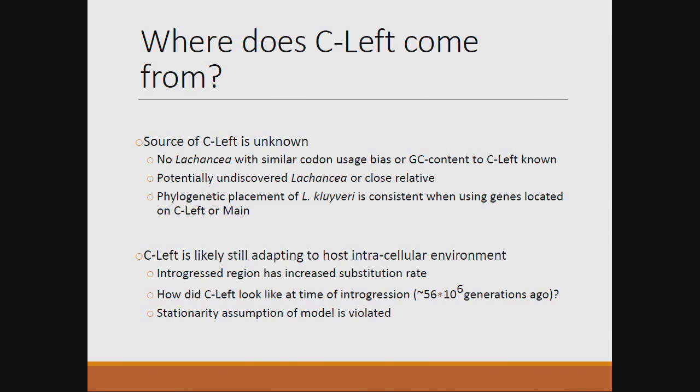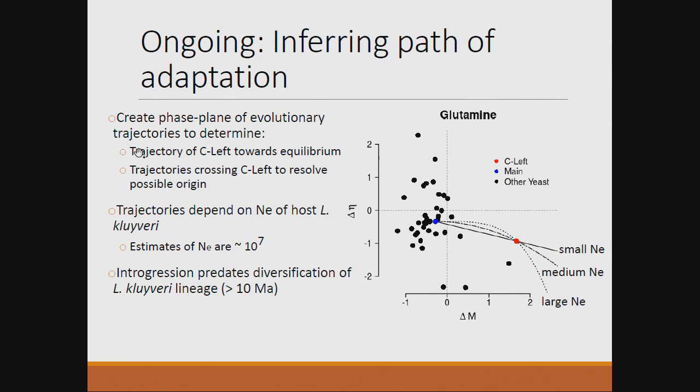We observe a higher substitution rate in that introgression, and it's estimated that the introgression is still fairly young. And so then what we're doing is basically saying, okay, now we can create a phase plane of evolutionary trajectories. People that work with ODEs are familiar with that idea, that you think about how something flows through space.